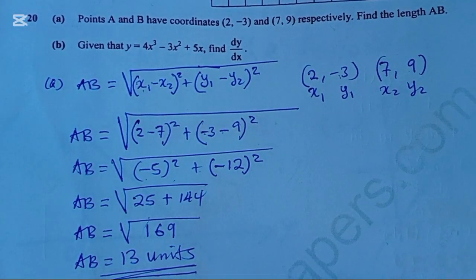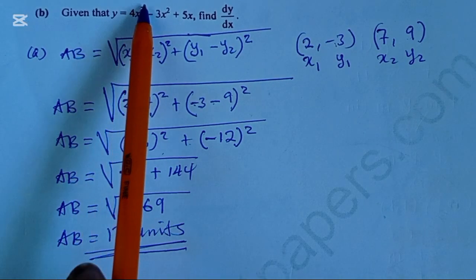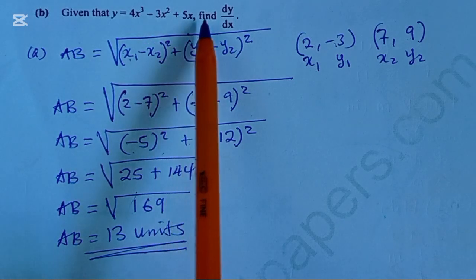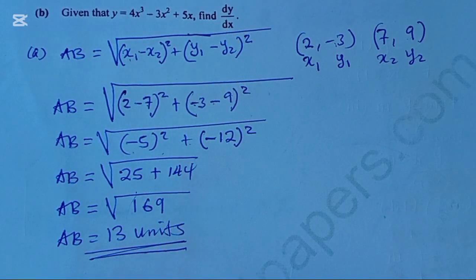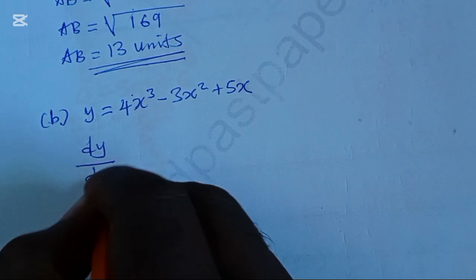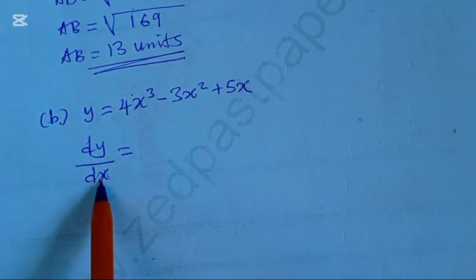That is the answer. Part B, given that y is equal to 4x to the power 3 minus 3x to the power 2 plus 5x, find dy dx. So this is calculus differentiation. So dy dx is equal to, remember that we are differentiating with respect to x.